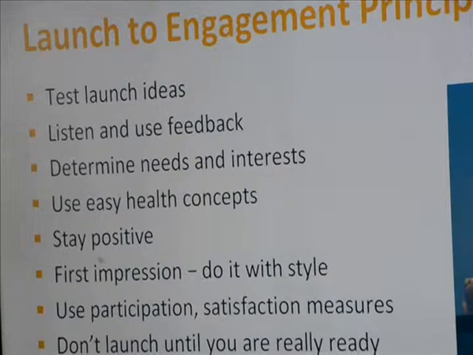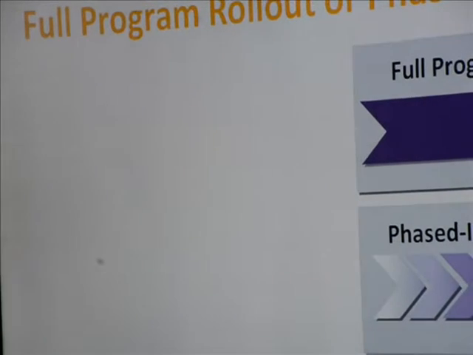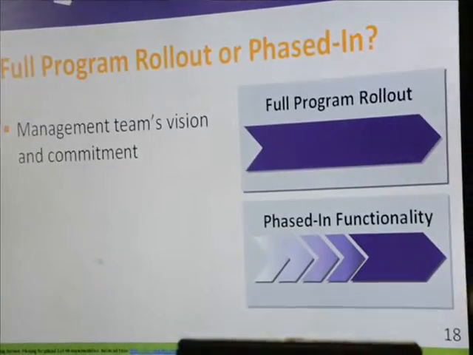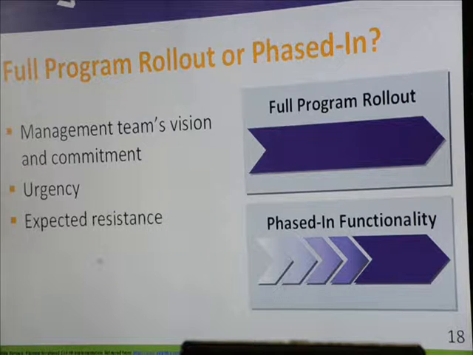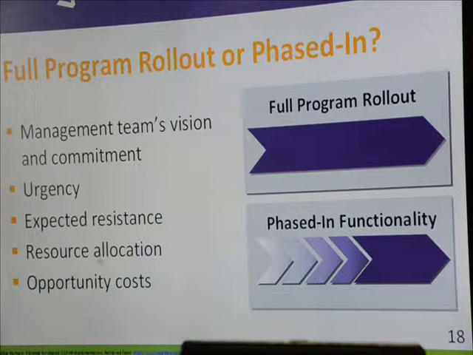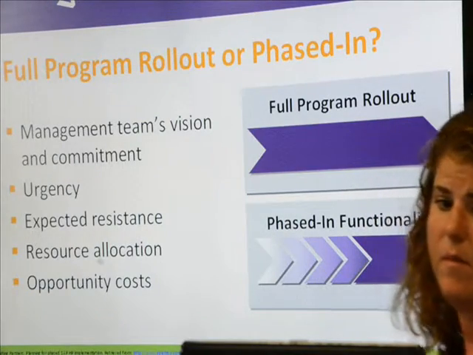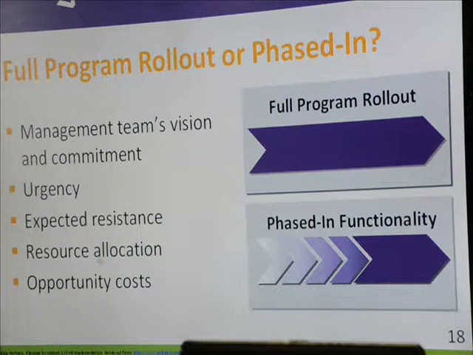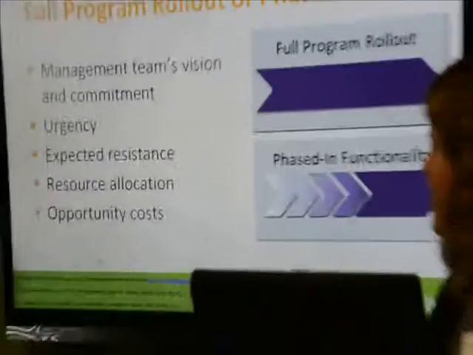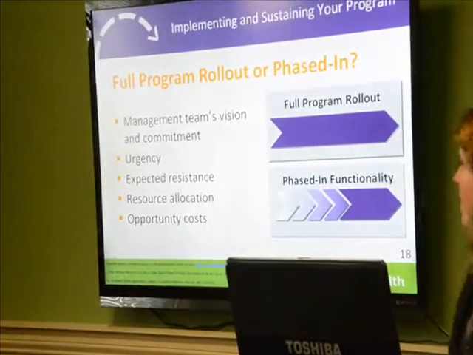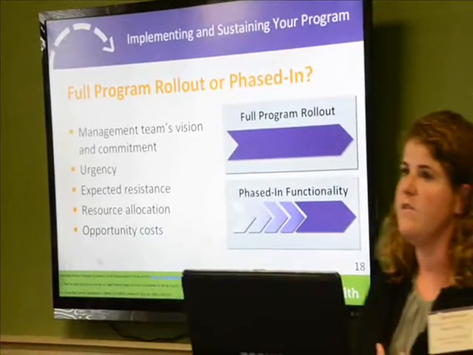Now we're going to look at items to consider prior to rolling out your program. So management team vision, commitment, urgency, opportunity, etc. And some of these items, depending on the size of your business, you may not be using. Do any of these jump out to anybody as far as worksite wellness items that they've already rolled out, or if they're currently going to roll out, as far as the management team, getting them involved, getting their vision, that type of thing?